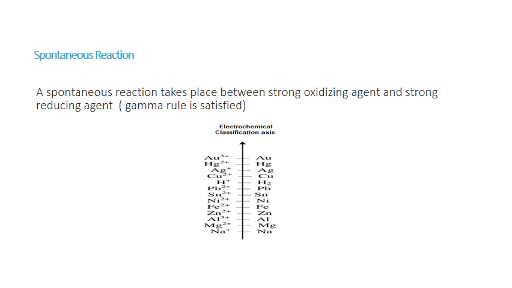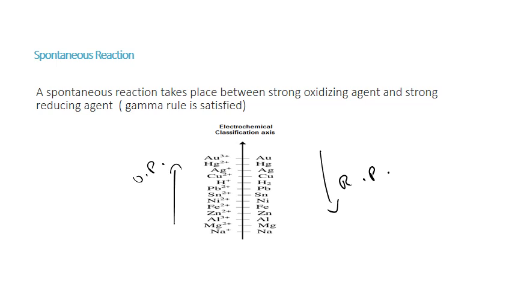Here is the electrochemical classification axis of some redox couples. A spontaneous reaction can take place between a strong oxidizing agent and a strong reducing agent. Here this is the oxidizing power and this is the reducing power. So a spontaneous reaction occurs between a strong oxidizing agent and a strong reducing agent according to the gamma rule.